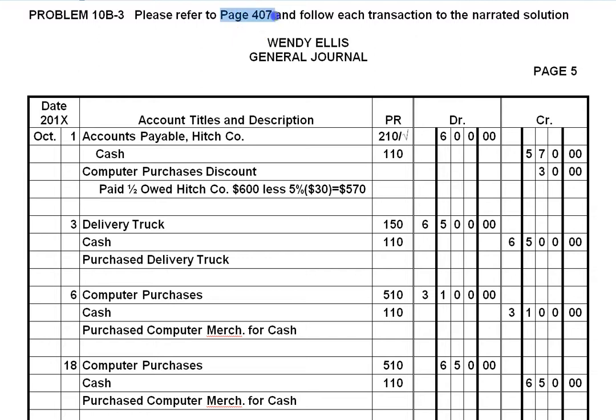You're best served by going to page 407, following each transaction with me as I narrate the body of material that is necessary for competence here in Chapter 10. If you saw the Chapter 9 problem, that's going to be of great help in understanding this one.